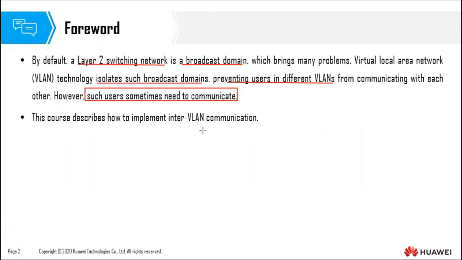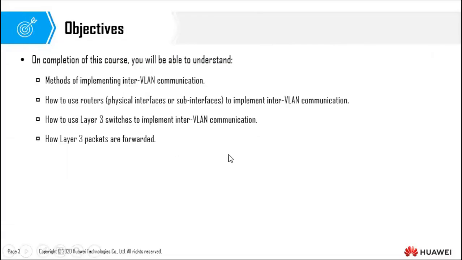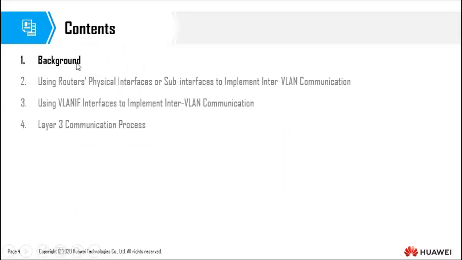Now, this course describes how to implement inter-VLAN communication. By the end of this chapter, you should be able to, number one, master the methods of implementing inter-VLAN communication, then how to use routers to implement inter-VLAN communication, then how to use layer 3 switches to implement inter-VLAN communication. So I hope you're seeing that we have two ways. You can either use a router or a layer 3 switch to implement inter-VLAN communication. It has to be a layer 3 device either way. And how layer 3 packets are forwarded between VLANs. So you should be able to understand that by the end of this chapter.